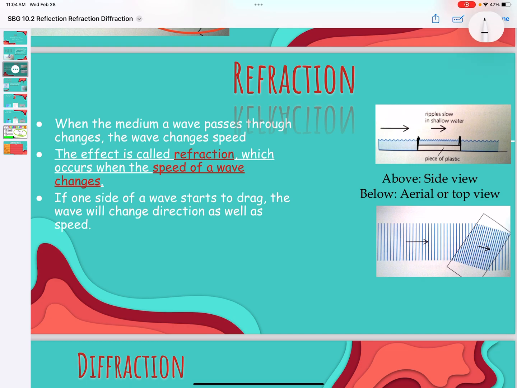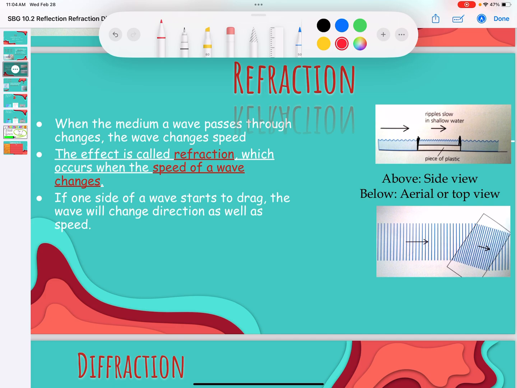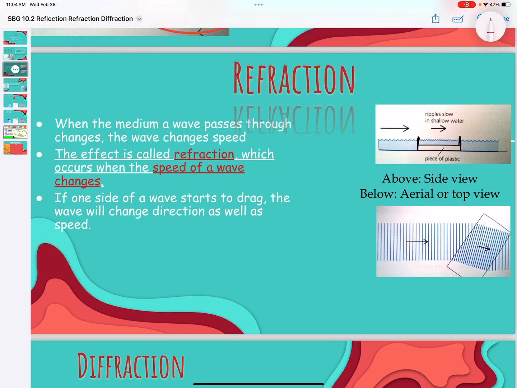So if we have a wave, and I'll use red this time. If we have a wave that is moving from left to right, like we have down here, as soon as this side of the wave starts to drag, the entire wave is going to start changing direction. So it's going to lean into that side where it's getting slower until it clears whatever the change in the medium was, and then it goes back out and straightens itself out. And so this is the idea of refraction.